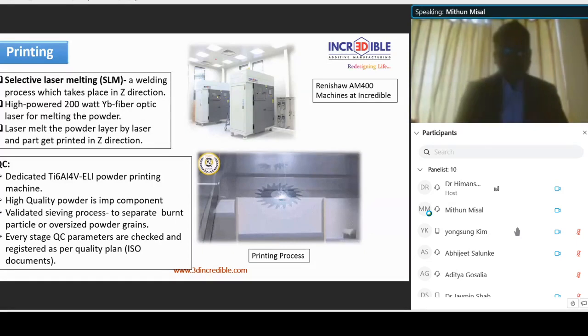This is how we check the quality control before dispatching the implant or packaging. We do quality control with the help of advanced machines like CMM, coordinate measuring machine, then caliper, then height gauge machine.